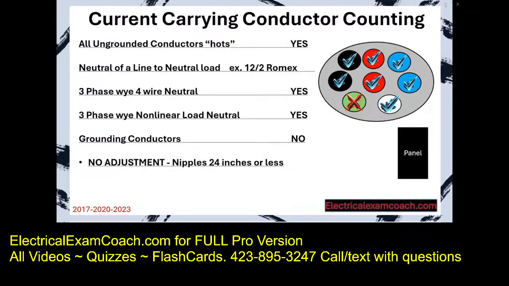Let's imagine we have a panel over here on the right-hand side. We put a panel on the left side. We want to run a short nipple that's 24 inches or less. This does not count in our bundling adjustment.